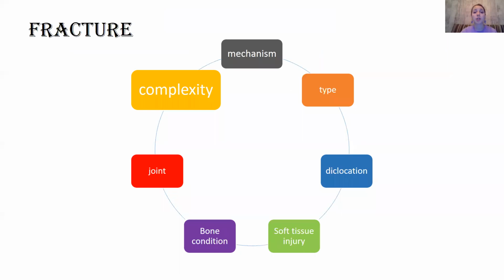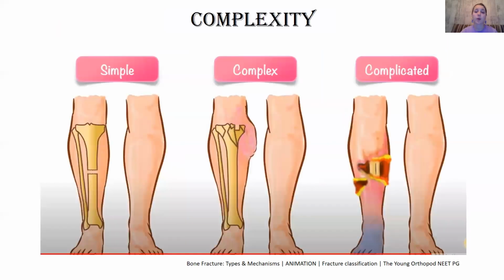The last question is complexity. What does complexity mean? Complete fracture: the bone breaks completely. It's snapped or crushed in two or more pieces. Types of complete fracture include single or simple fracture, in which your bone is broken in one place into two pieces. Comminuted fracture, in which your bone is broken or crushed into three or more pieces. So it's a complex fracture.